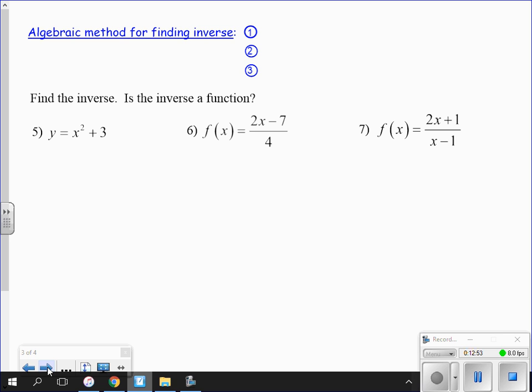Okay, now we're going to get to the heart of the matter, actually finding inverse equations. Now, I say inverse equations because not all of these are functions when we get done. So, step number one, replace f of x with y if necessary. When would it not be necessary to replace f of x with y?